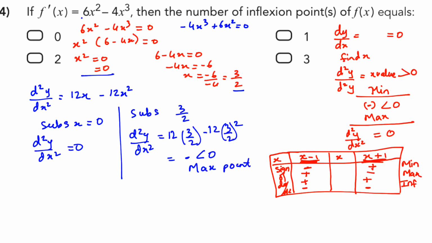They asked us to find the number of inflection points. So this is maximum point, so this is cancelled. And there is only one remaining now when x is equal to 0. So we don't need to make the table for this. We can understand that the answer is we have one inflection point.